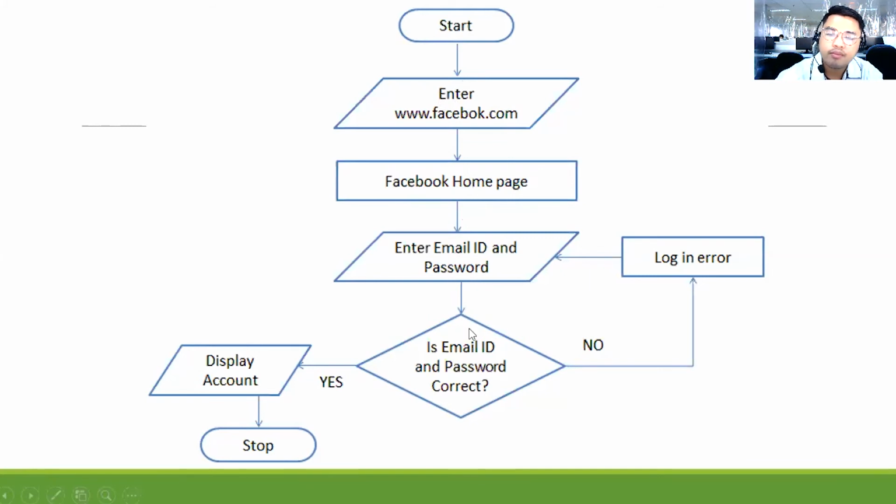Then we have the condition here. If the email address and password are correct, output your account, or display your account. And if your email address or password is incorrect, there will be a login error and you will input your email address and password again. If they are correct, then it will display your account and end the program.